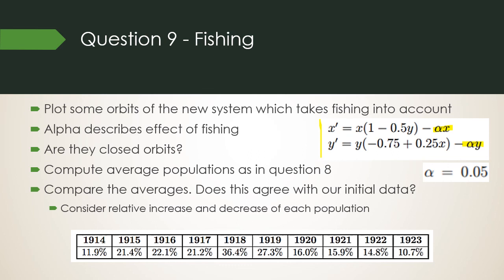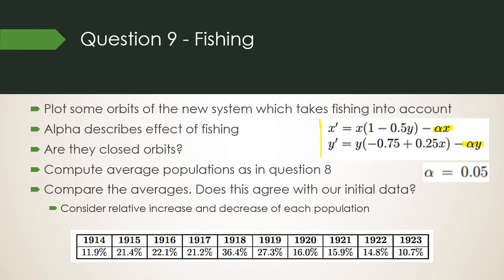and the question asks you if they're still closed orbits, and so you just say yes, they are closed orbits, or no, they're not closed orbits. And then it says compute the average populations as in question 8. So exactly as in the previous question, you use the same trick as before with these new differential equations. So you'll have this new factor of 0.05 here. So you need to calculate both x bar and y bar. And you can use the exact same trick as before, and you'll get different averages, and then you have to compare the new averages you get with the averages from the previous question when there was no fishing present.